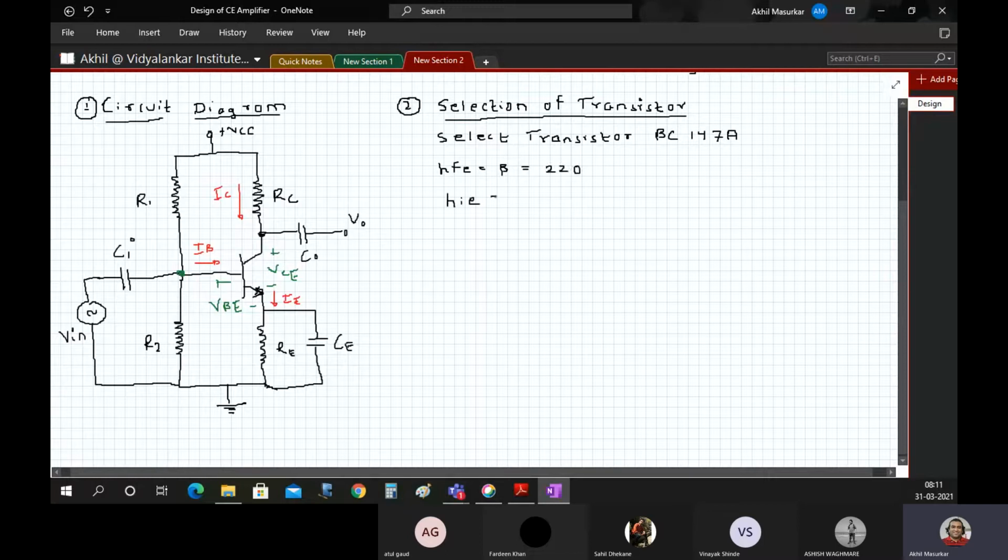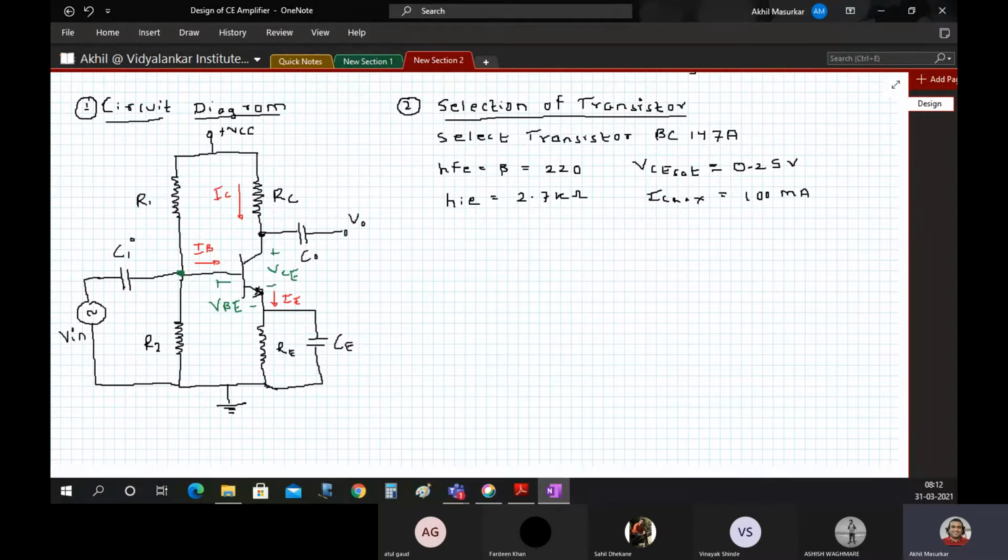Then HIE is 2.7 kilo ohms. And then we have VCE SAT, that is 0.25 volts. And IC max is equal to 100 milliamps. So these are the specs. How many specs? 4 specifications.